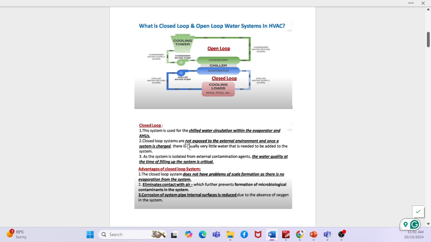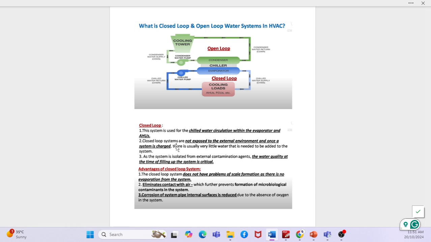The closed systems are not exposed to the external environment, and once the system is charged, there is usually very little water that needs to be added to the system. Because whenever there is a small leakage, you will add a little water by means of a pressurization unit, right? If there are any small leakages or if the water evaporates, then you will add a small amount of water. Okay, so that small amount of water needs treatment.